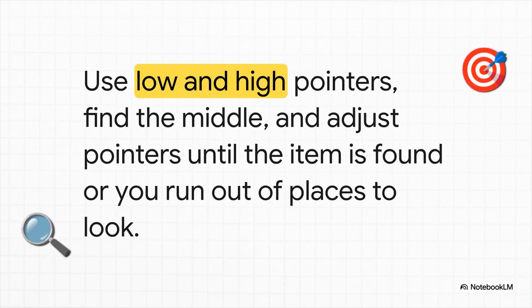And the code for it is just beautiful. We set up two pointers, low at the start of the array and high at the end. Then, as long as low hasn't passed high, we keep going. We find the exact middle point. If the element there is our target, awesome, we found it. If our guess is too low, we know the answer has to be in the top half, so we just move our low pointer up. Otherwise, it must be in the bottom half, so we move our high pointer down. We just keep slicing the problem in half until we find our answer.